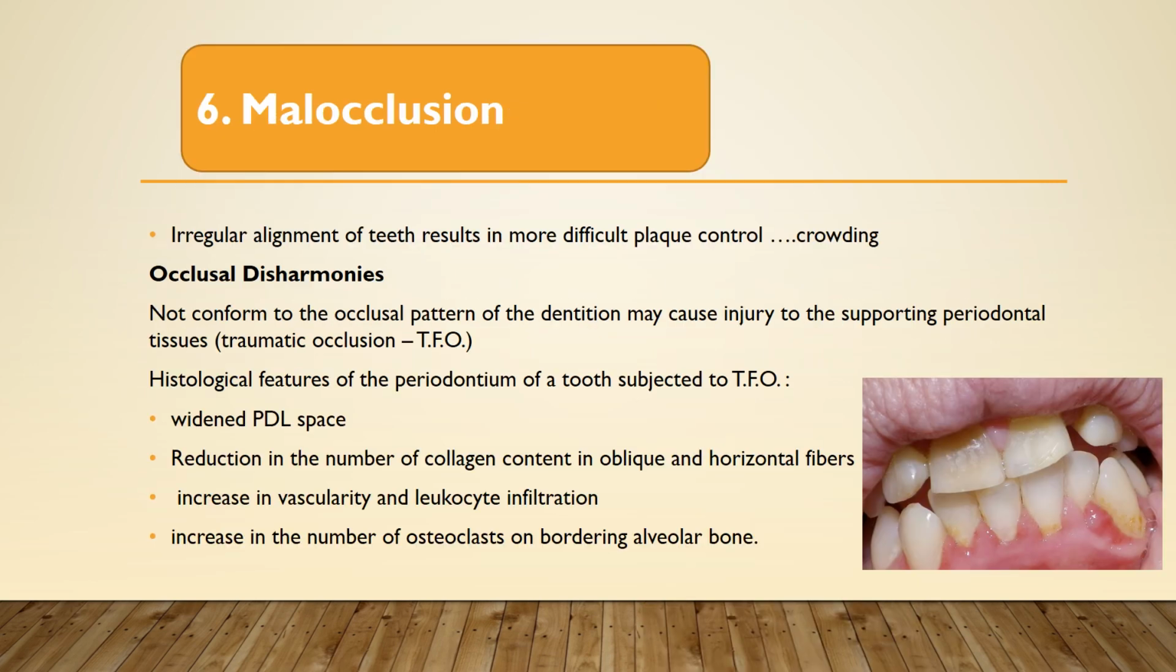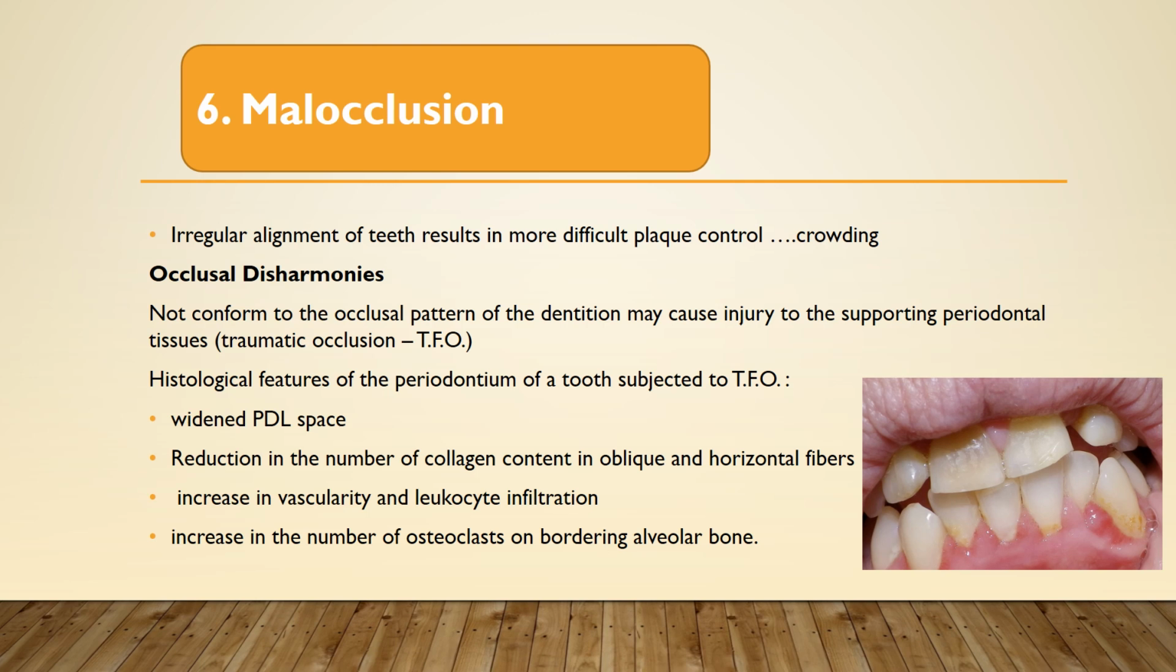So then coming to malocclusion, you might have come across so many cases with malocclusion. How can it cause problems with the periodontium? Obviously, irregular alignment of teeth will favor plaque retention, and there will be difficulty in plaque control. For example, it can be crowding, or it can be cross bite or deep bite.